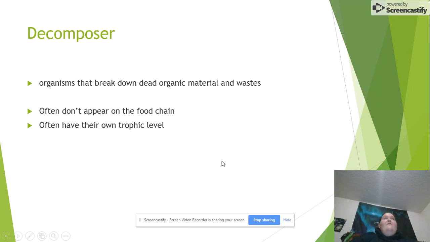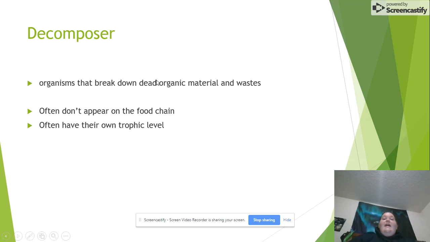Another part of the food chain or food web that often isn't even listed is called a decomposer. These organisms break down dead organic material. Something's going to break down all the bones that are left over, any waste that is left. It's got to be broken down, and a decomposer is going to do that. They're often their very own trophic level on a food pyramid, or an energy pyramid is sometimes what it's referred to.